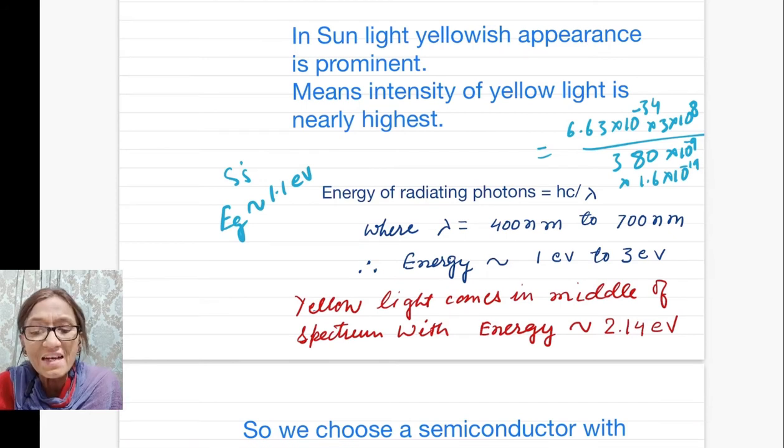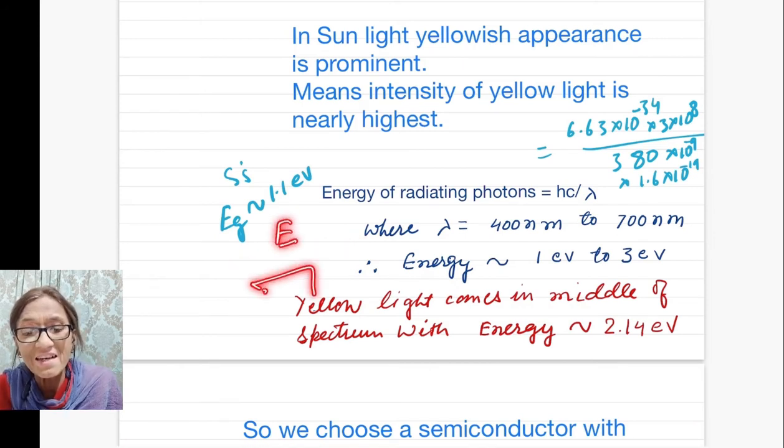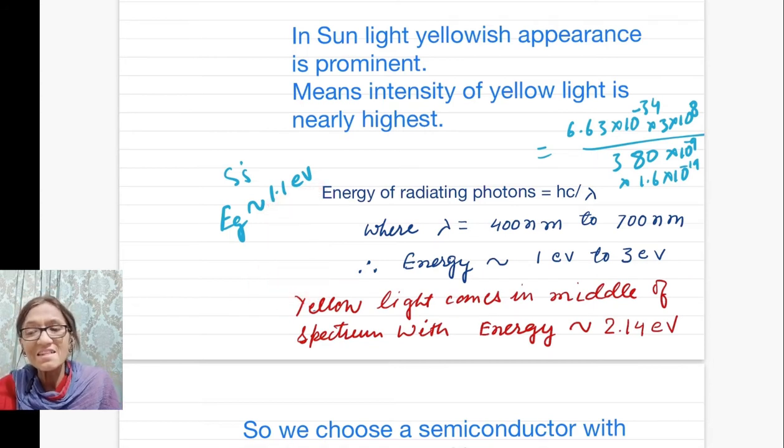And when silicon bonds are broken, electron hole pairs are formed and they move under the influence of the electric field created in the depletion region. And when there is motion, there is current. And this current is called short circuit current.